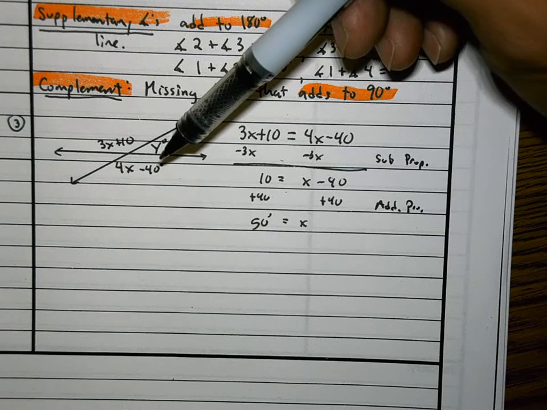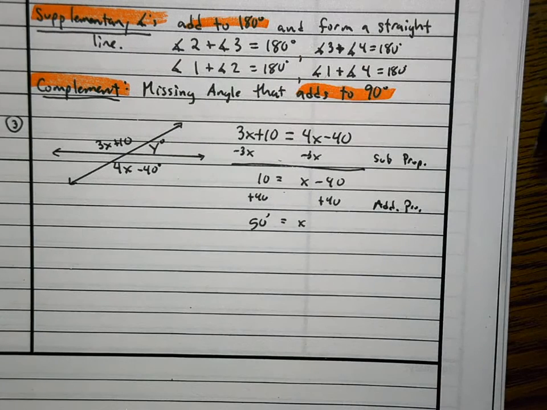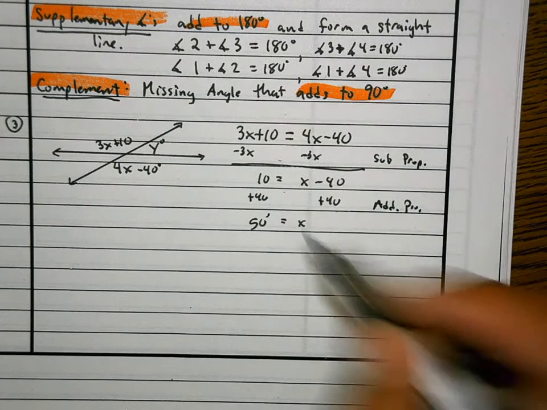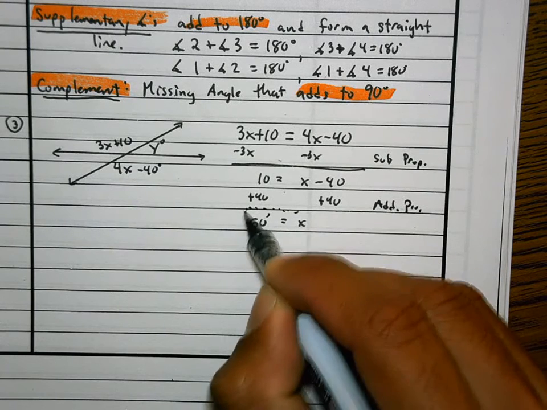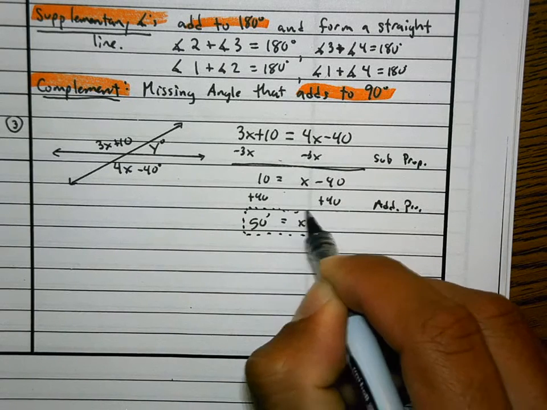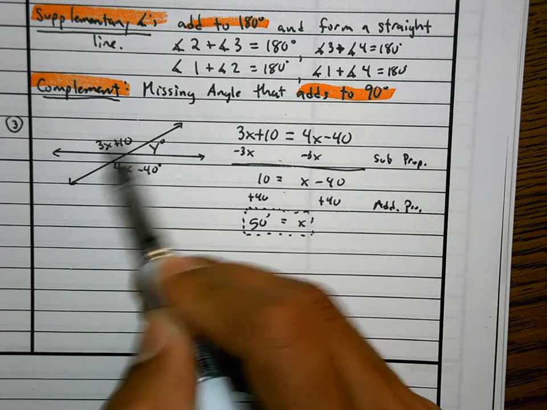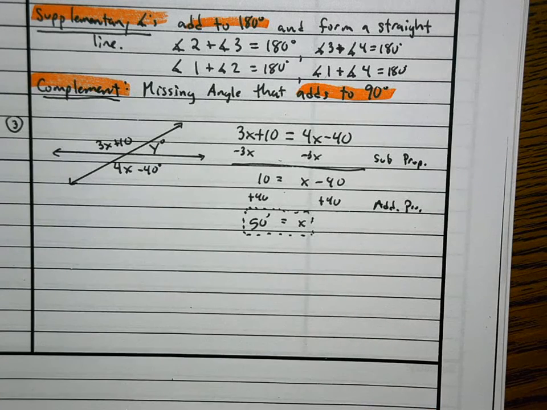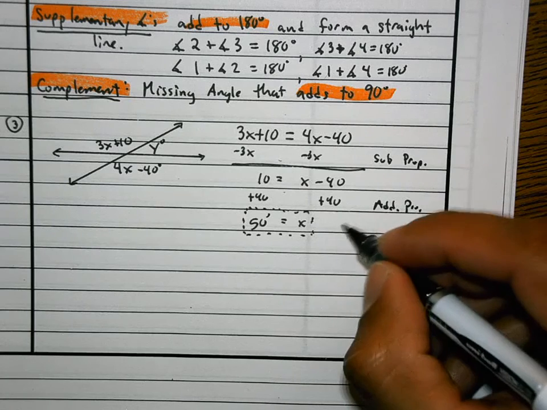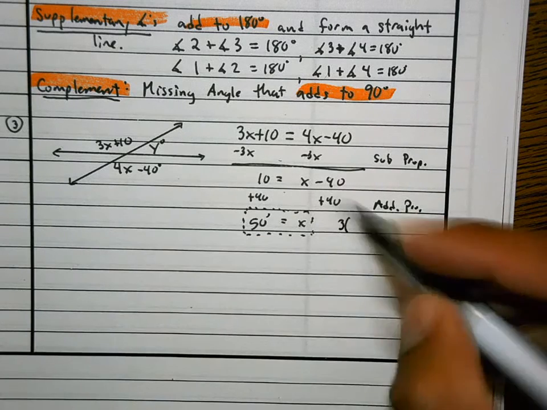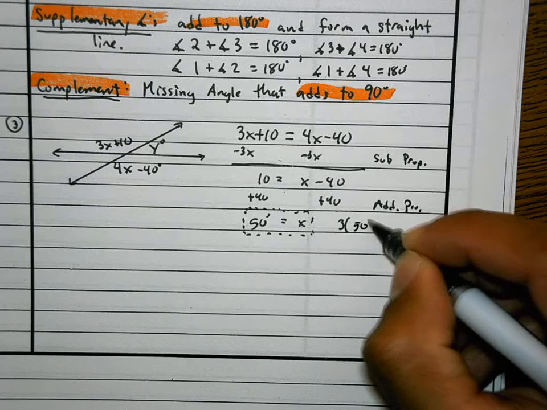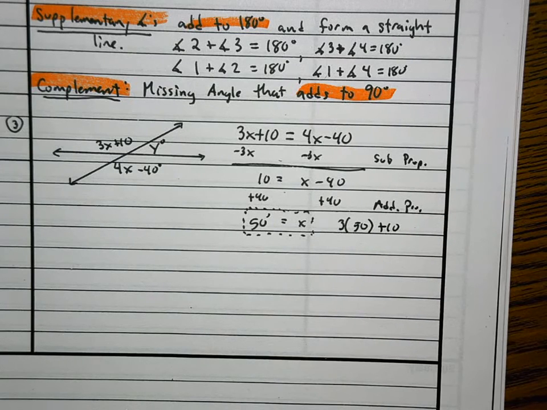So this is part of our answer. But if I want to know what this angle is, right over here, this 3x plus 10, then what I have to do is 3 times 50 plus 10. What is that angle's measurement going to be?